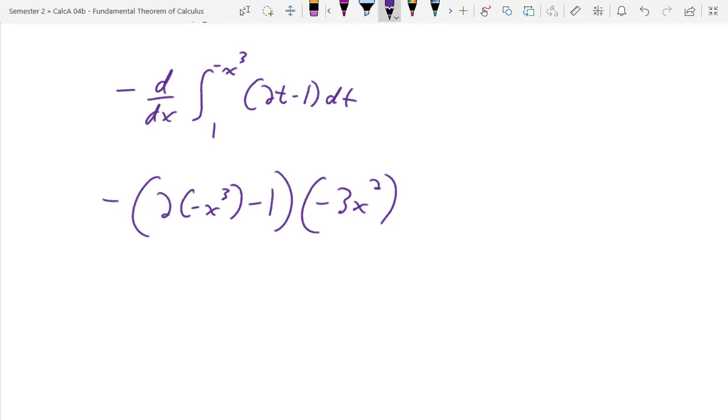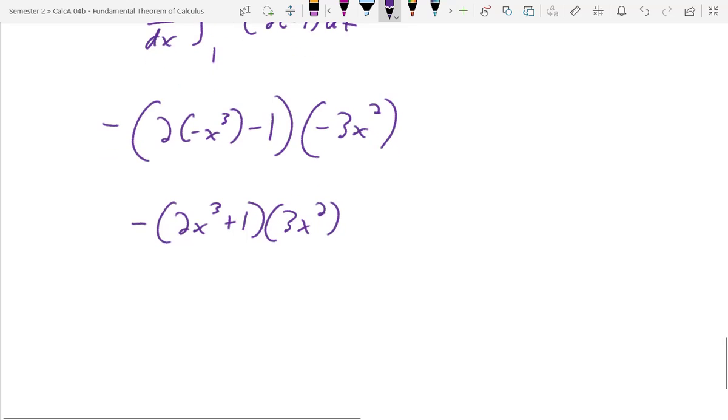Keep track of your negatives, and what you should get is a negative 2x cubed plus 1 times 3x squared, which would probably be how I'd leave it. I factored a negative out of this expression, which would give me 3 negatives that were multiplied. If they're both negative, you almost always factor the negative out, just so you can see the expressions. You're just going to see that a lot more.